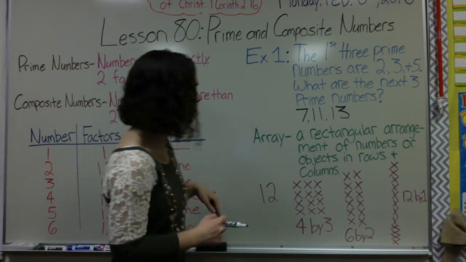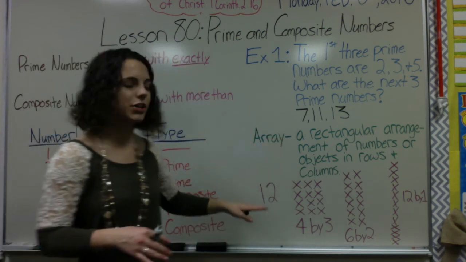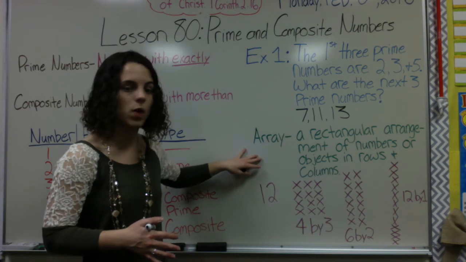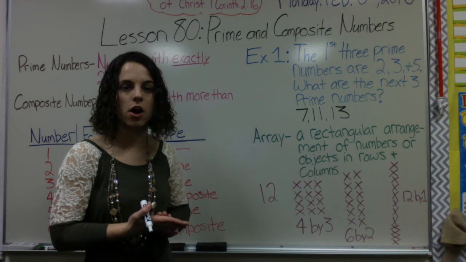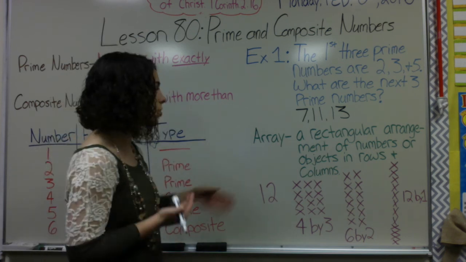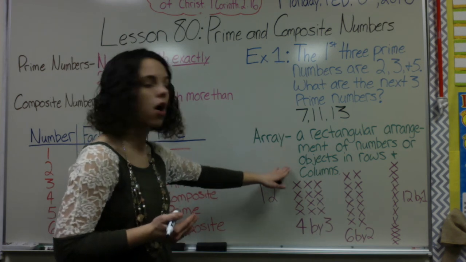All right, now the next part that we have in our lesson goes over a term called an array. And I would like you to write this definition down as well because we don't have any practice problems. So we're just focusing on these definitions and what they are, and we'll do more practice in class, so the practice set together. So an array is a rectangular arrangement of numbers or objects in rows and columns.